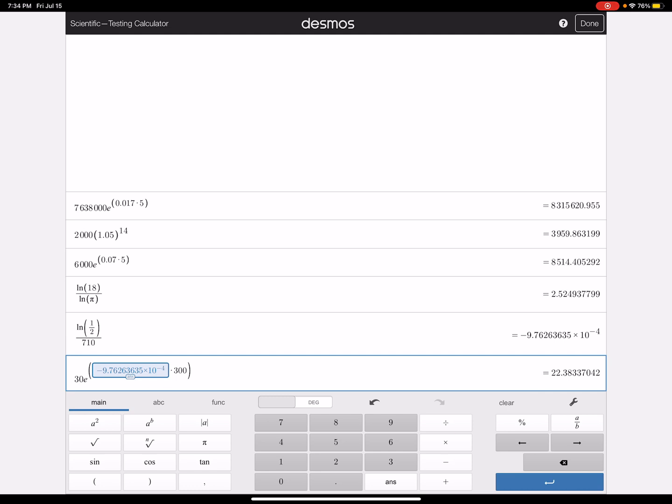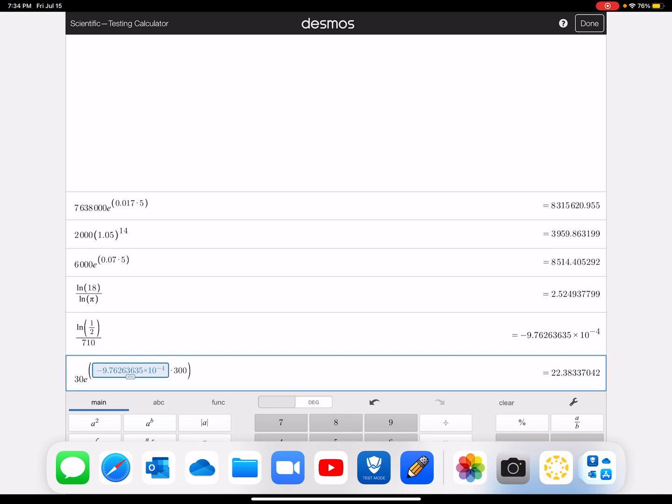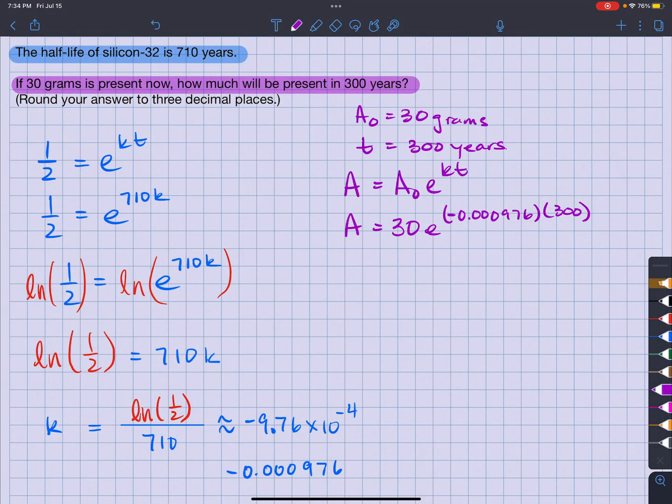So I can see that it's going to be 22.383. So A is going to equal 22.383. And it wants it in 3 decimal places, and that's exactly where I got it. This is going to be choice D.